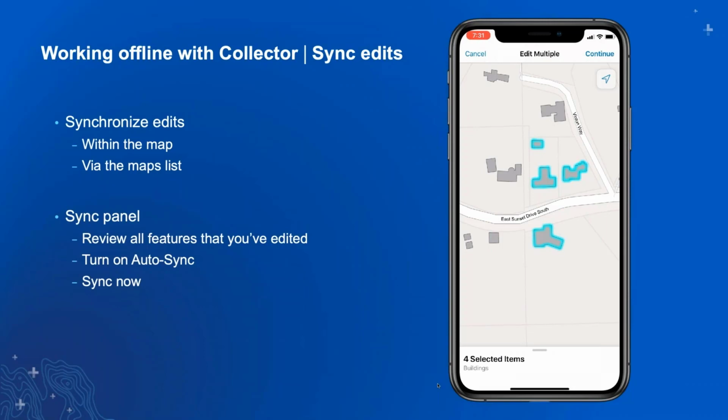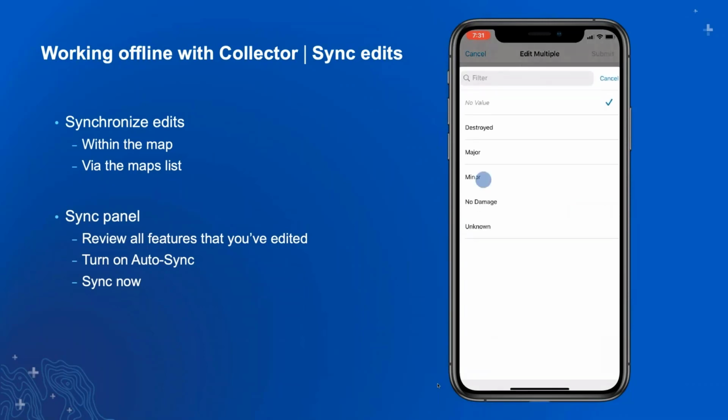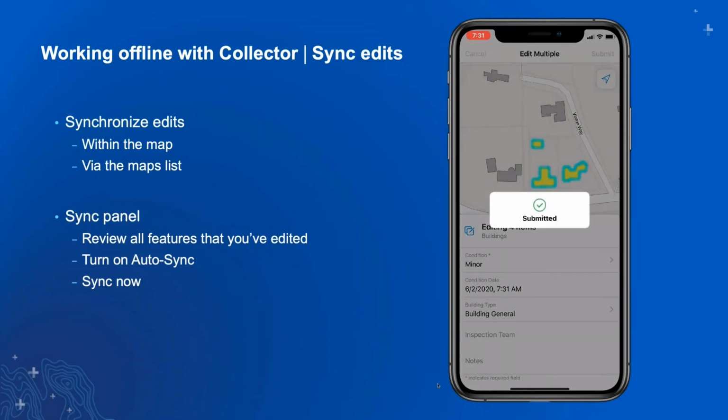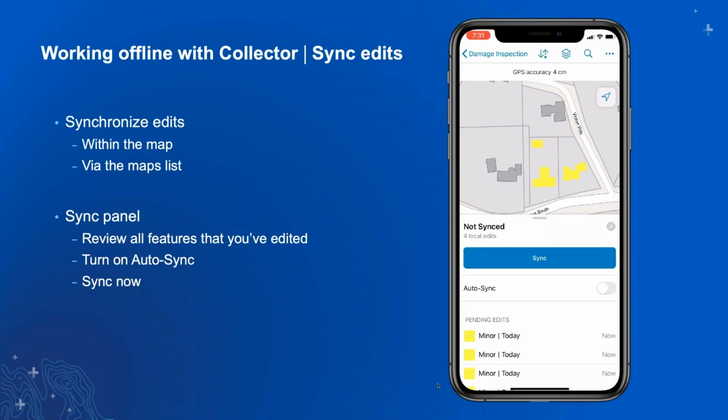So in this case, we're just going to quickly do a series of edits. And once we submit those, up in the toolbar, you'll notice there's an icon with an up and down arrow, and it's got a dot on it that indicates that we have edits that haven't been synced. You can turn on autosync. Autosync is going to try to sync every 15 minutes by default, but you can always sync, as we are here, by just tapping quickly on the sync button.